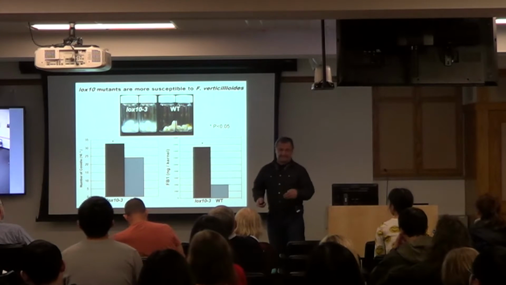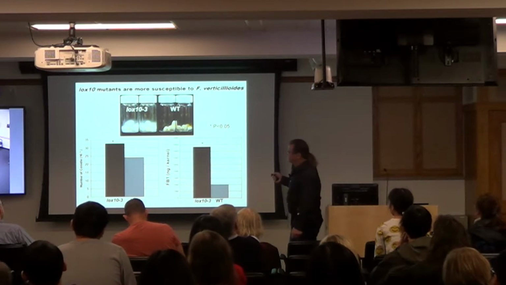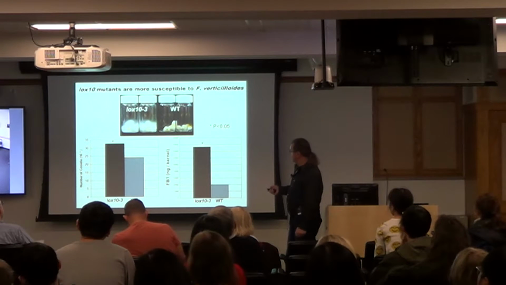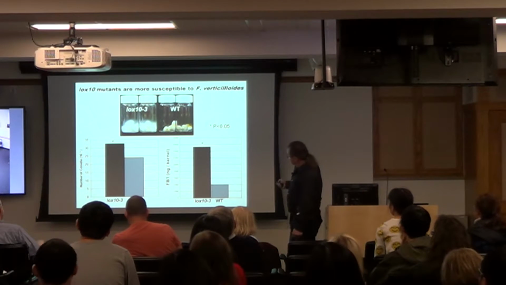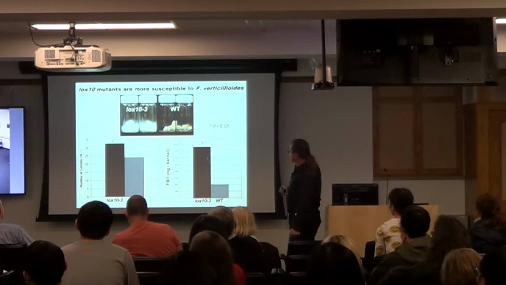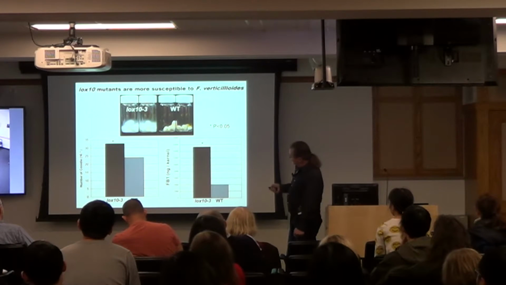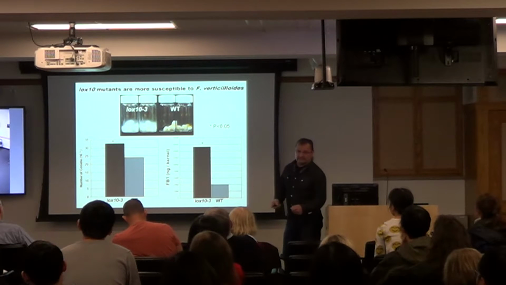LOX10 mutants, again, in contrast to the LOX3 mutants, are heavily colonized by the fungus, and in this case, it's fumonisin that was increased. That probably corresponds well to increased fungal growth. And conidia was also increased, but not as strongly as fumonisin.